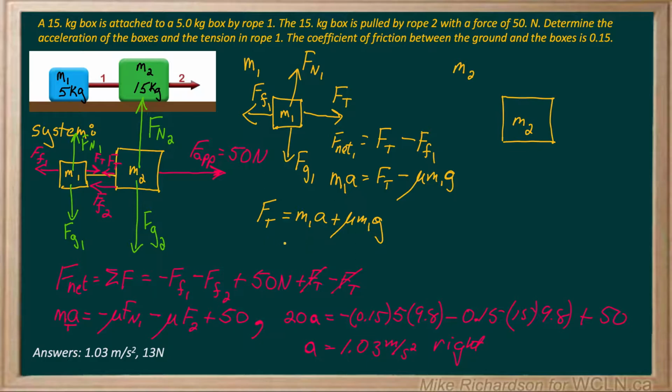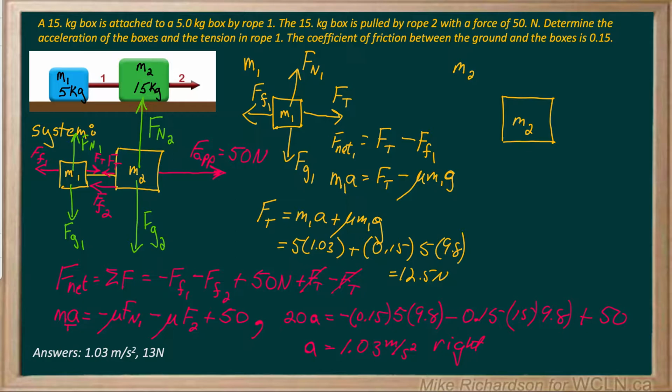Putting in the values gives me 5 times 1.03, which was my acceleration, plus 0.15, my coefficient, times 5 times 9.8. And when I work all that out, I end up getting a tension force of 12.5 newtons acting on mass M1. Now, one way to check if you're doing this correctly is to repeat the process on mass 2. You should get the same value for the tension, according to Newton's third law.